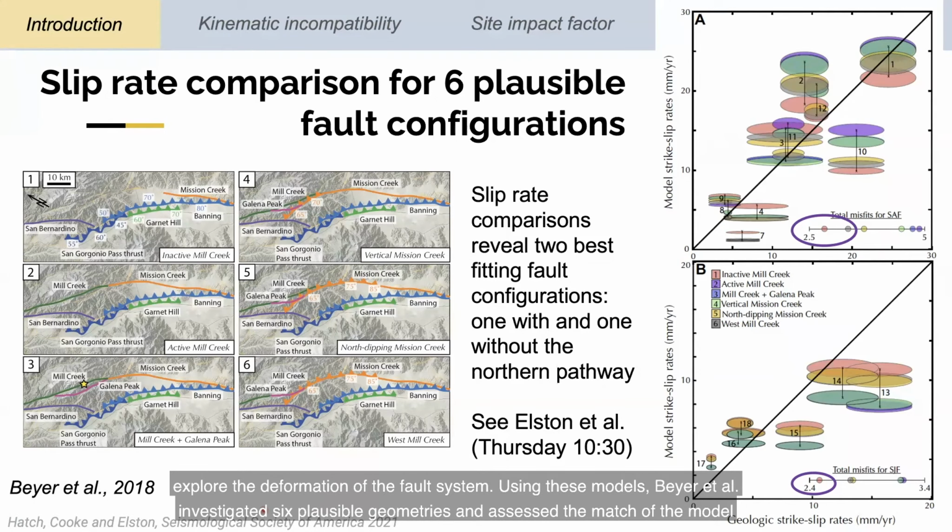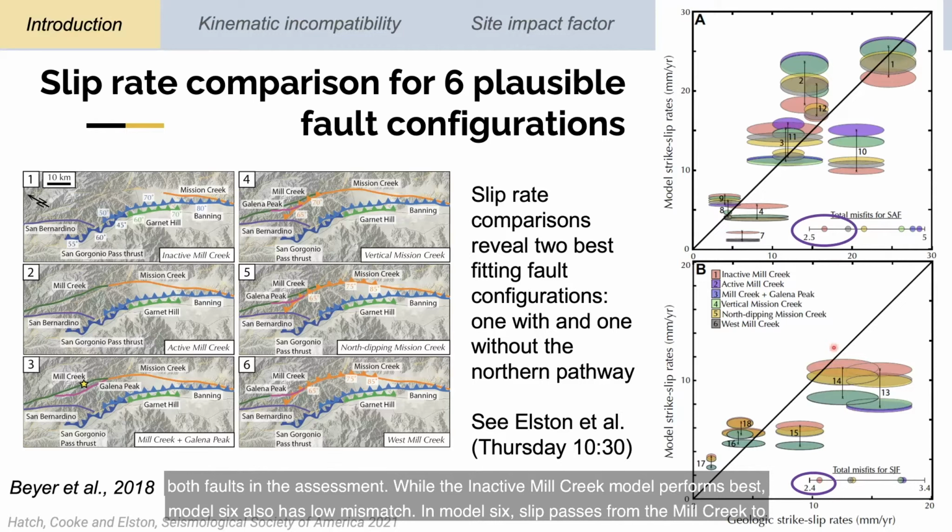Using these models, Bayer et al. investigated 6 plausible fault geometries and assessed the match of the model predicted slip rates to the geologic slip rates. The upper plot shows the correlation of model slip rates on the San Andreas Fault, and the lower panel shows the correlation for the San Jacinto Fault. Even though we did not change the geometry of the San Jacinto Fault in any of these models, slip along this fault responds to changes in fault geometry and subsequent slip rate on the San Andreas. Because these faults are soft linked, we included slip rates along both faults in the assessment.